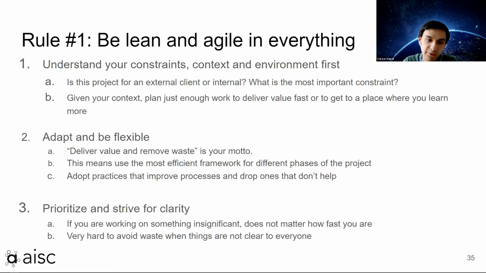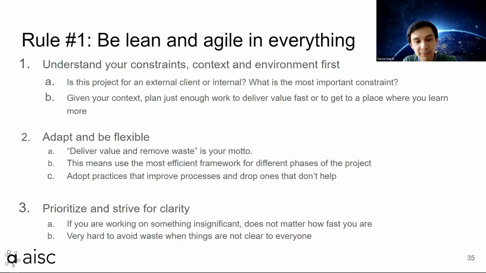The second point is just be flexible. Always try to deliver value and just remove waste. It means use the most efficient frameworks. So if it's Scrum, then use Scrum. If it's Kanban, then use Kanban. Don't be stuck. Adopt practices that improve processes and drop ones that just don't help. Personally, we've run Scrum for certain phases, and we've run Kanban for other phases. We've changed tech leads and team compositions based on the needs of the phase or the project, and we've always tried to just deliver, and always prioritize and strive for clarity.